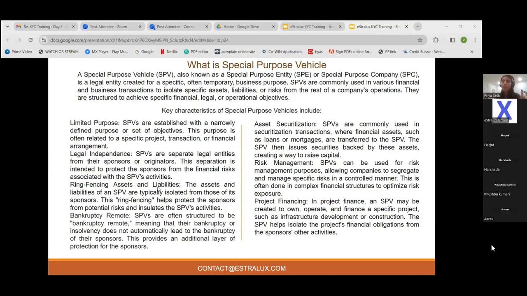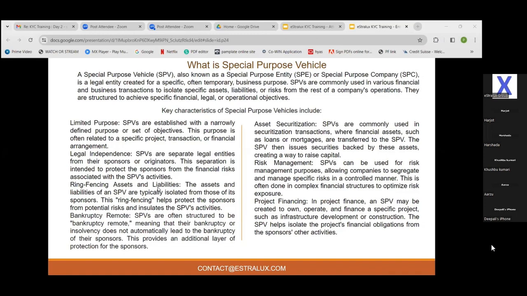Is the meaning of special purpose entity clear to you all? Why it is created? Okay, cool. So now we're going to go to some key characteristics, which I started explaining.